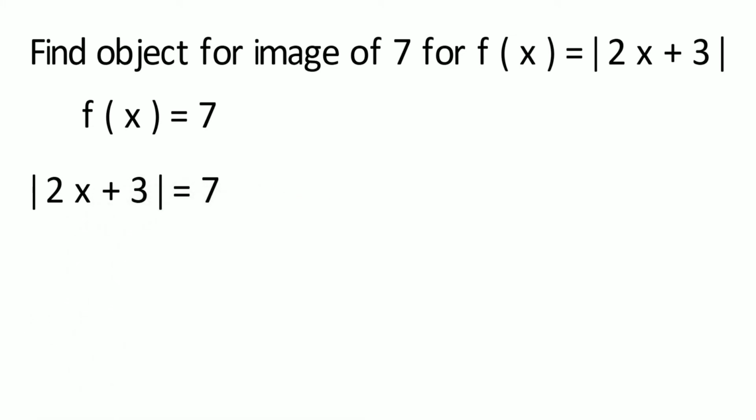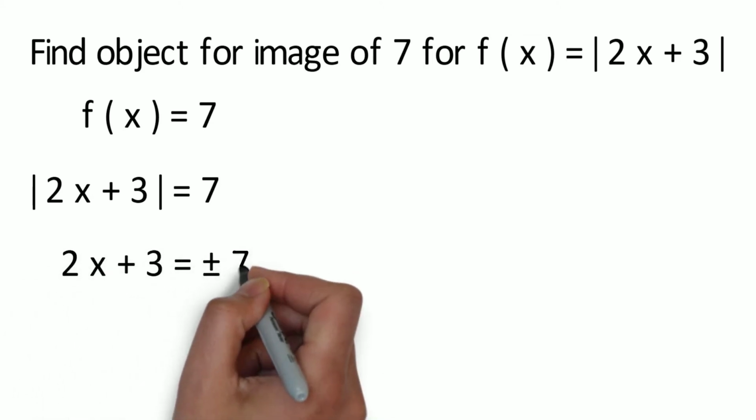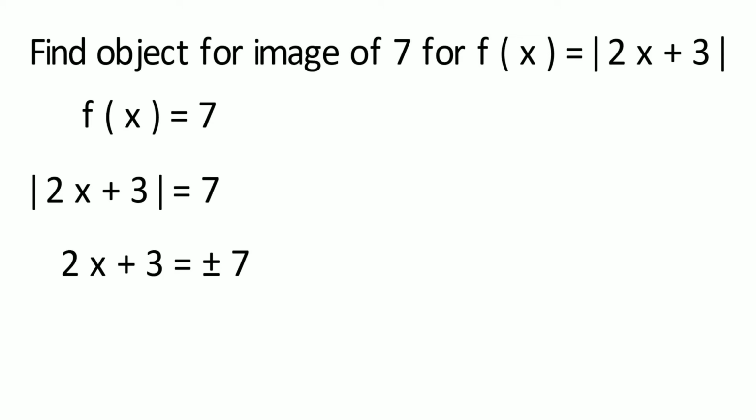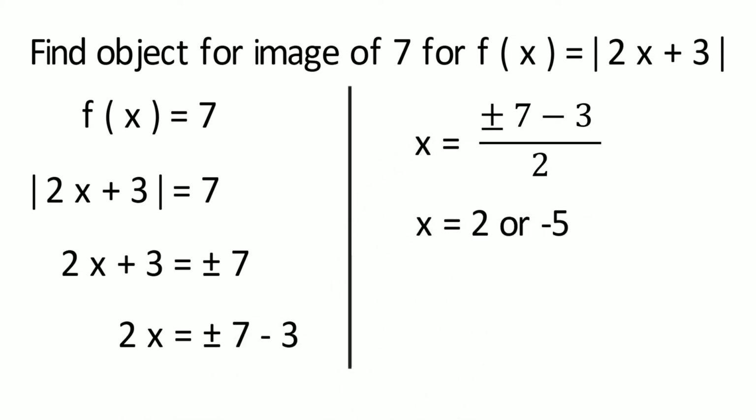In order to get rid of the modulus symbol, we need to have only the modulus value on one side of the equation. After that, we can get rid of the modulus by putting a plus-minus symbol to the value on the other side of the equation. After simplifying, we obtain two answers.